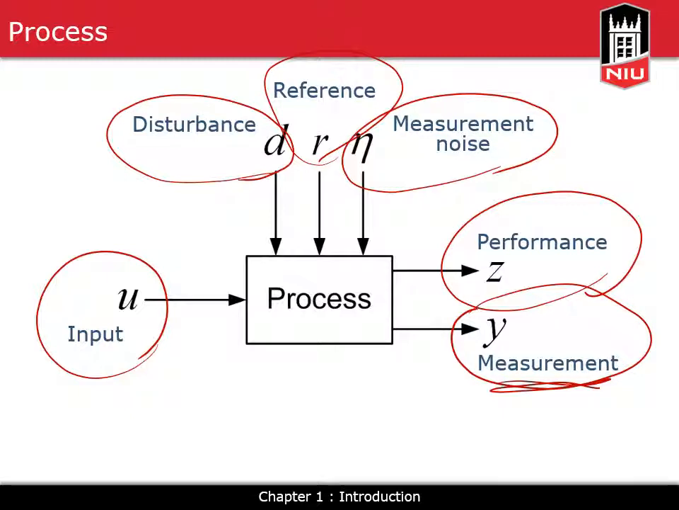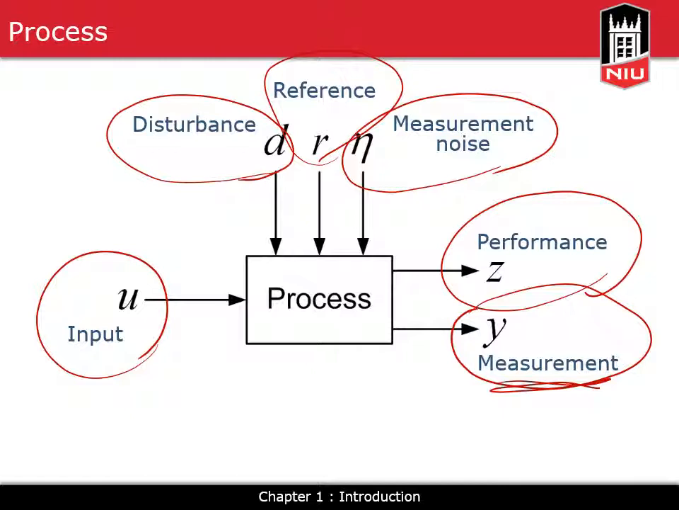These are the unwanted inputs. The inputs or the phenomena that affect the process, but we don't want them. However, we cannot do anything to remove them. Disturbance is something that changes the way the system behaves. For example, wind for an airplane is a disturbance. It affects the performance, it affects the variables of the airplane, and there is no way to eliminate that. We don't want it, but we cannot eliminate it.